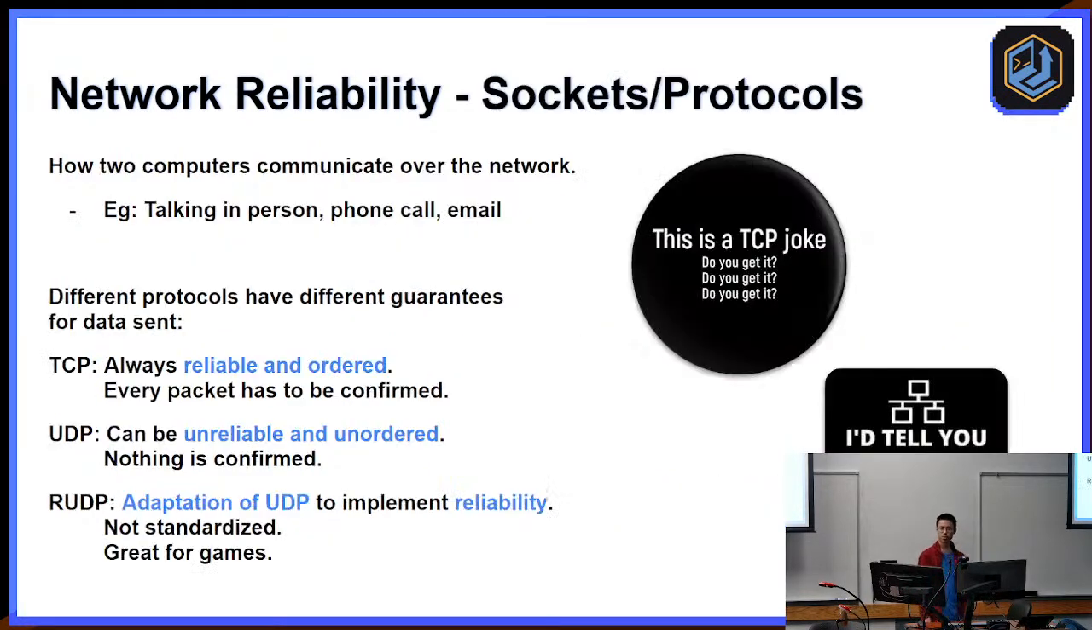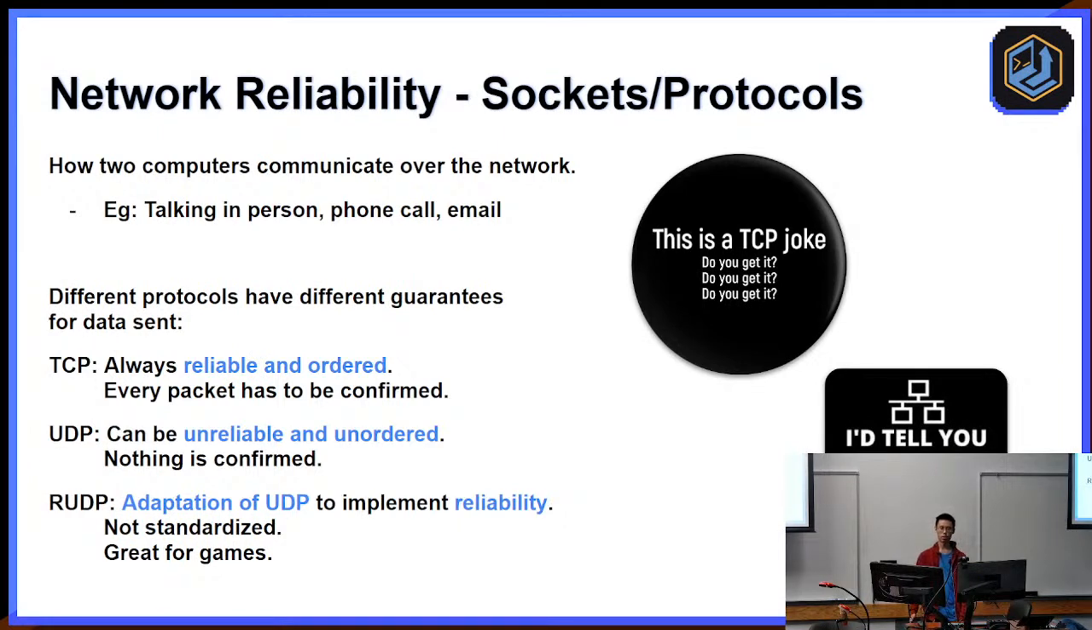So this goes into sockets and protocols. These handle the previous guarantees of reliable and ordered. This is how two computers communicate over the network. For humans, it would be like talking in person, a phone call, or an email. Different protocols have different guarantees. TCP is always reliable and ordered, and every packet has to be confirmed.